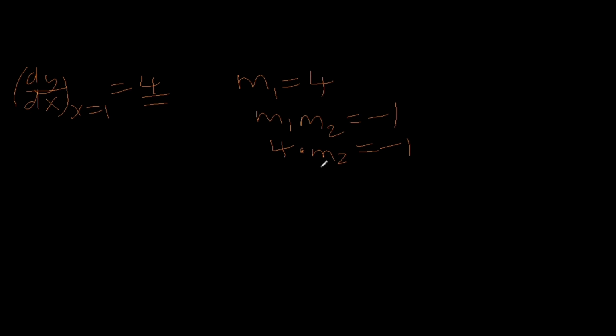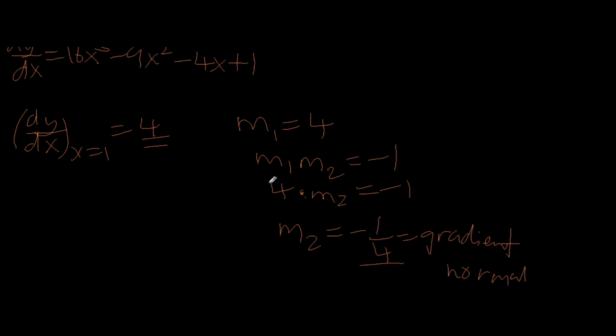So m2, which is the gradient of the normal, m2 is equal to -1/4, and this is equal to the gradient of the normal. So the gradient of the normal is going to be equal to -1/4. Remember, this relationship is when two lines are perpendicular, and we know that the normal is perpendicular to the tangent.